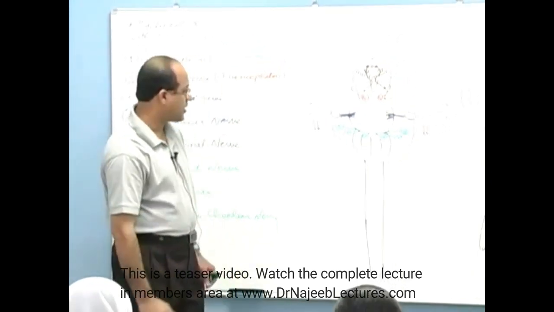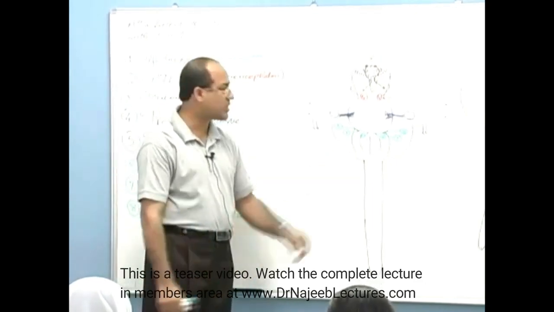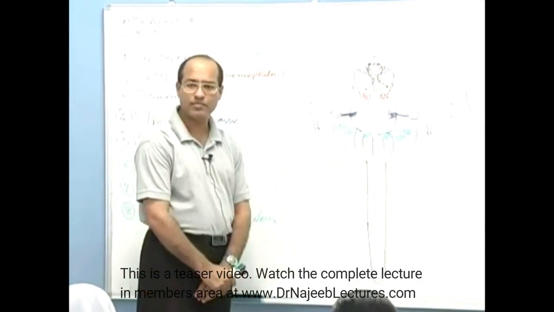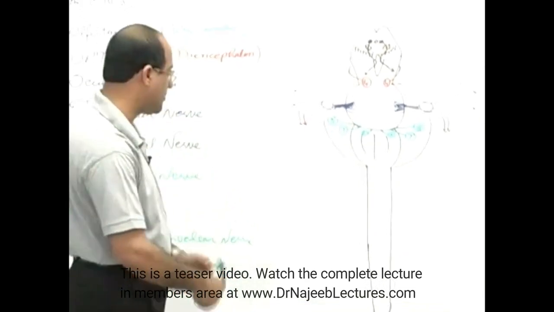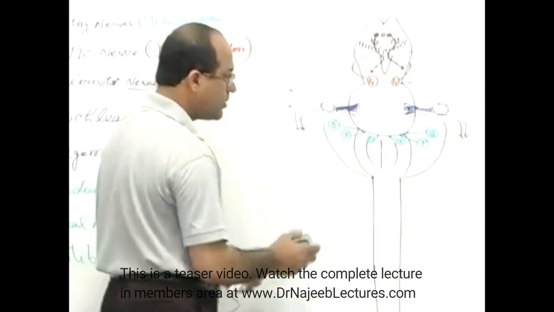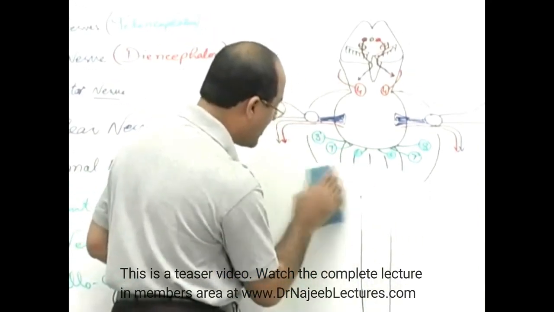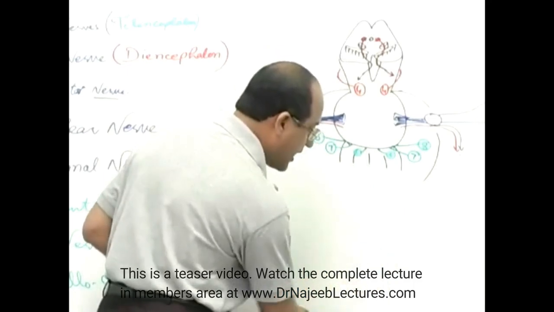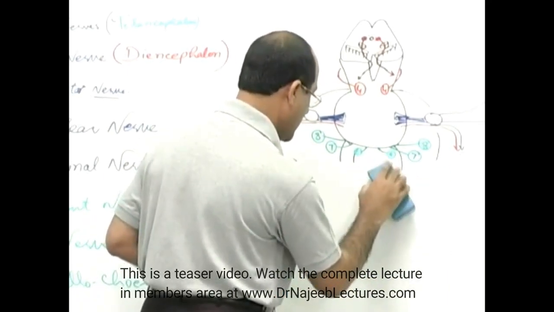Okay. Now, we have to see the attachment of the remaining 4 nerves, which are with the medulla. Right? How they are attached with the medulla. Okay, let me draw it again. Let's draw the medulla a little bit larger so that we can see it more clearly.